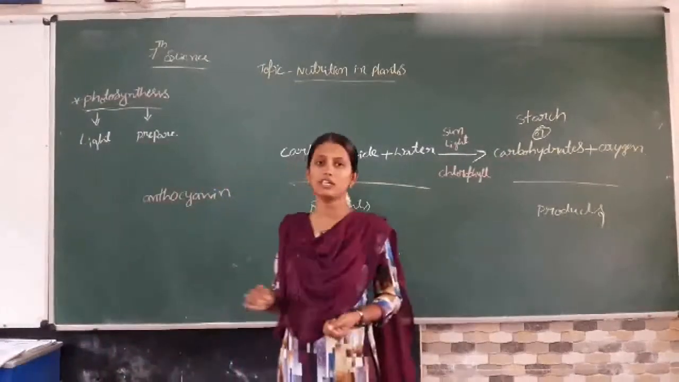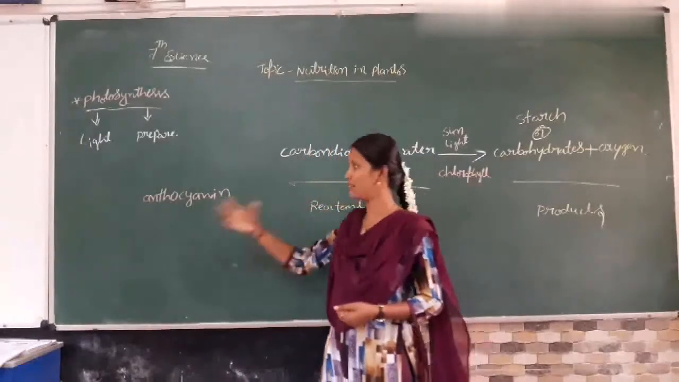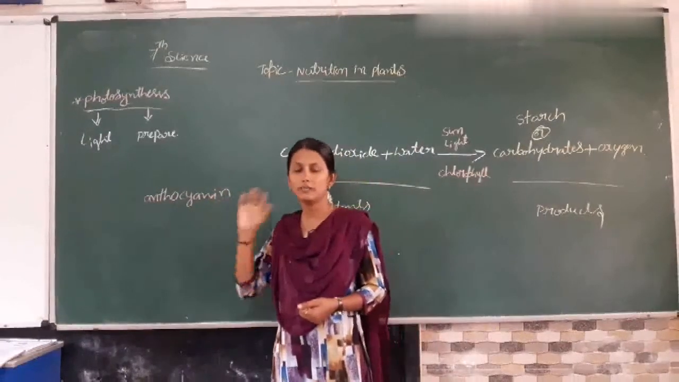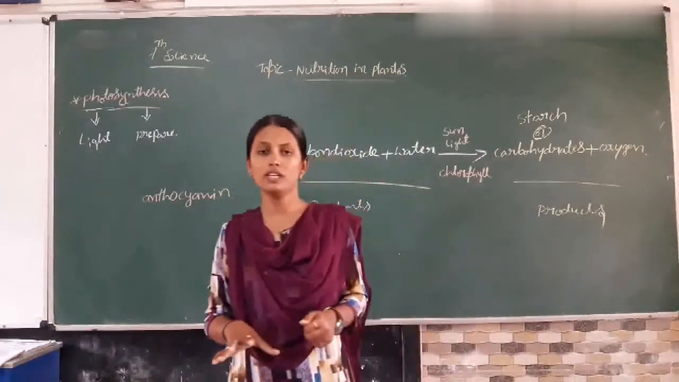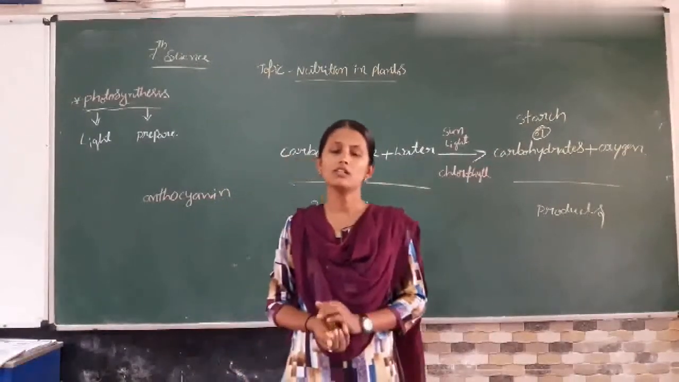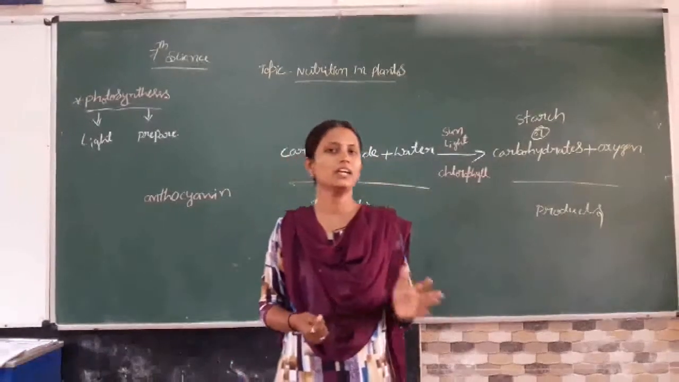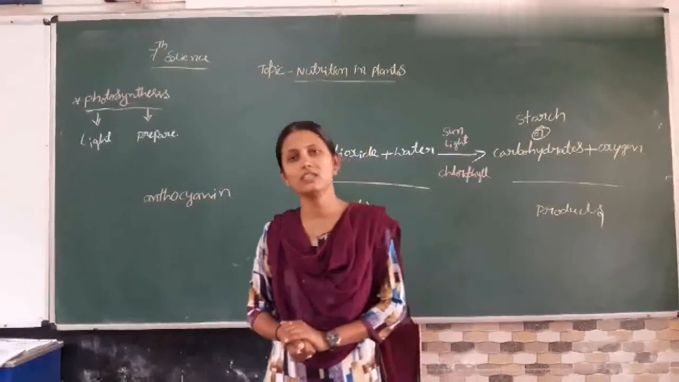Anthocyanin. Red, brown and yellow colored leaves have a pigment called anthocyanin. That anthocyanin pigment masks the chlorophyll, so photosynthesis still takes place in those leaves. They are also preparing food.